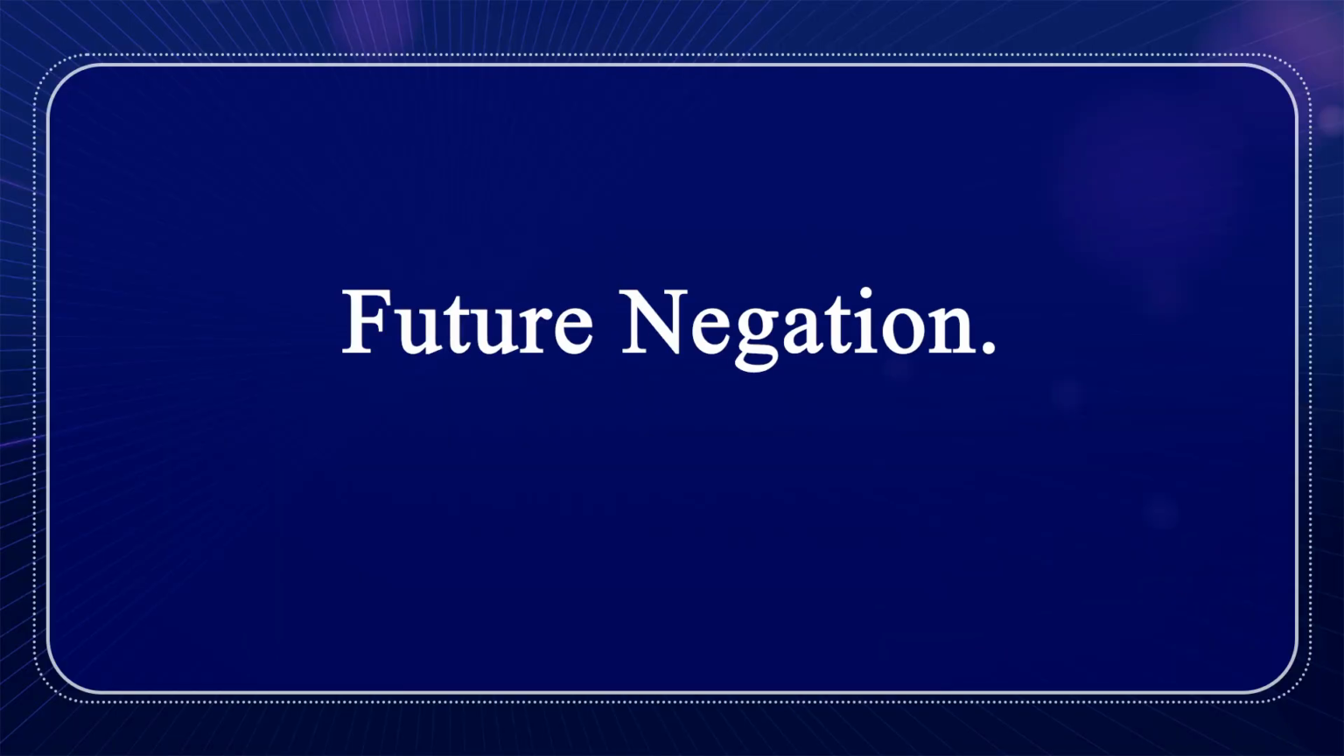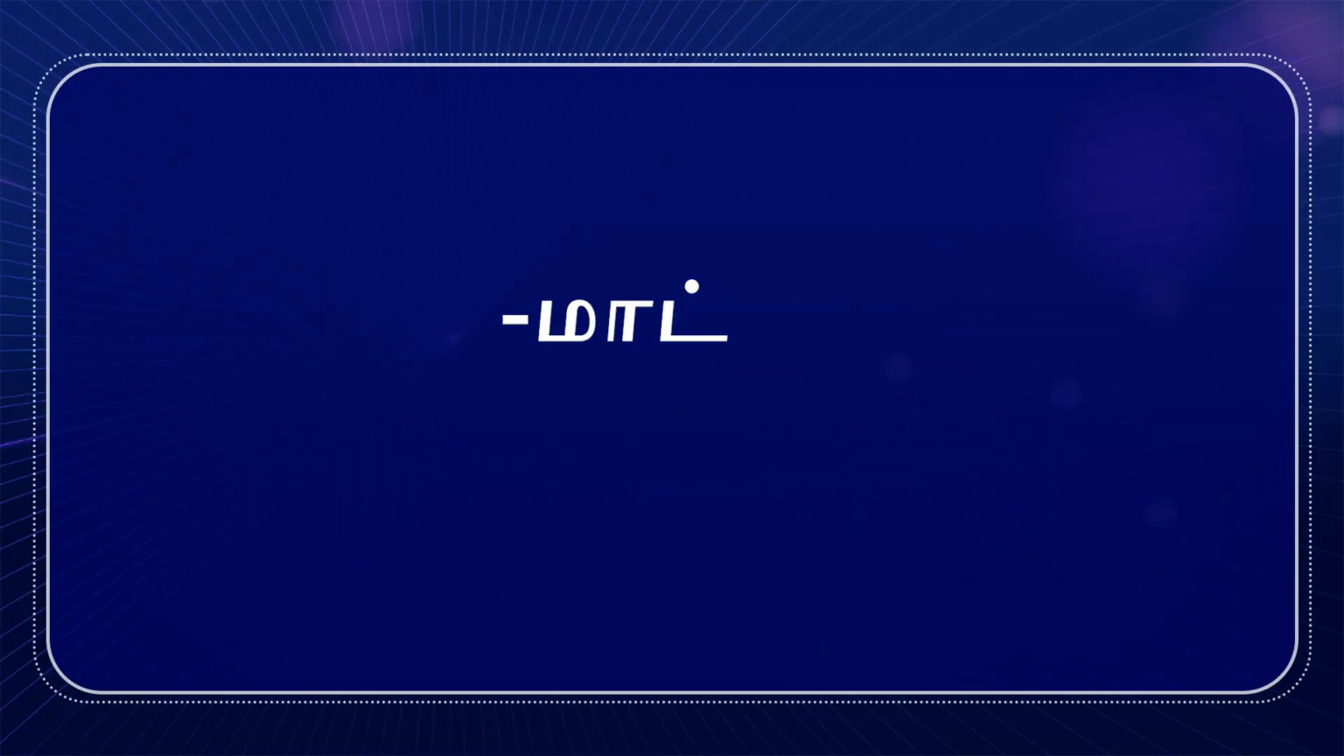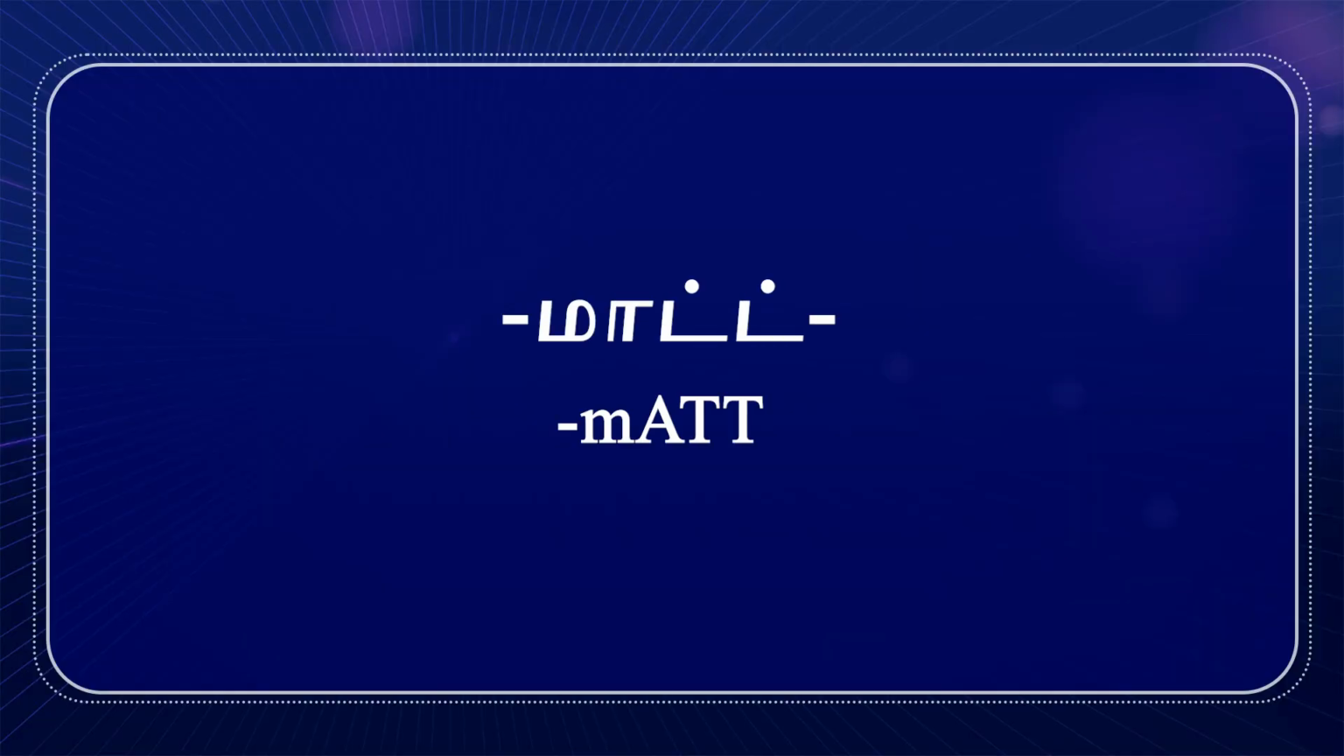Now let us move on to the future negation. There are two future negation markers in Tamil. They are mat and a. The first marker is used for human nouns and the latter is used for non-human nouns. Let us see some examples for both categories. Initially, we will discuss the future negation marker mat. Let us see a few examples.